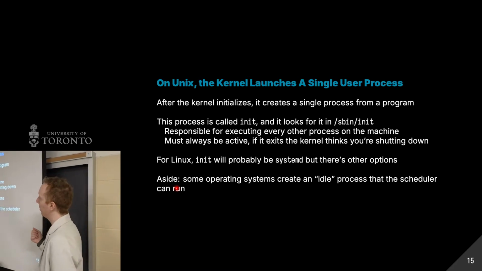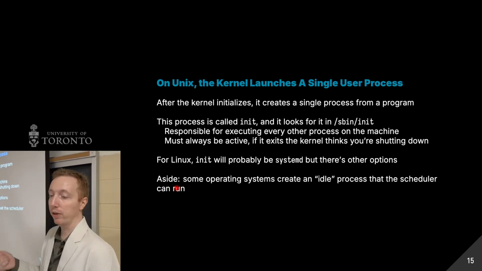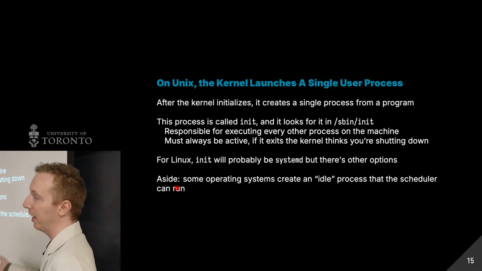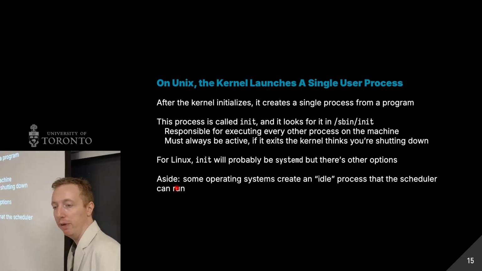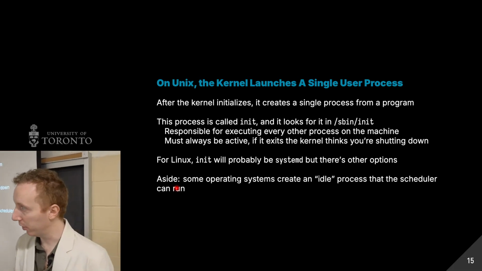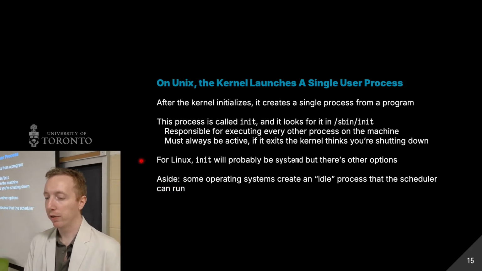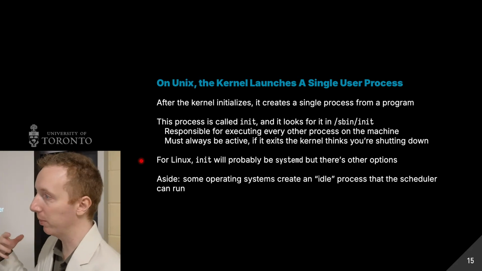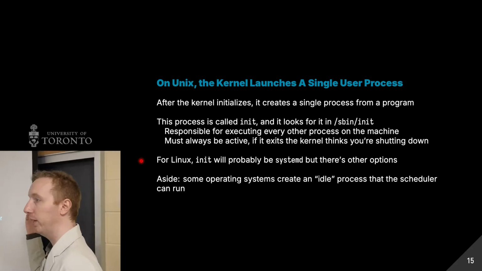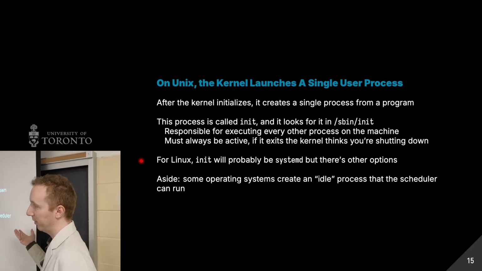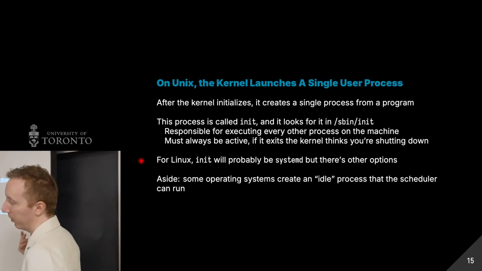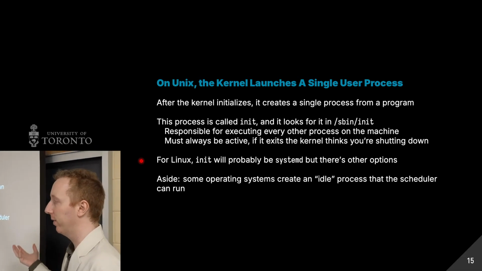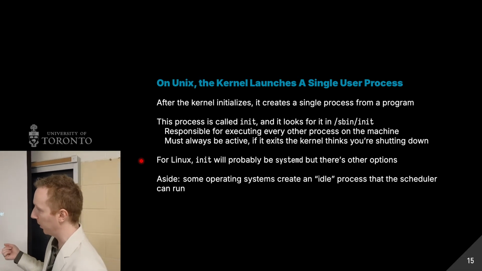Again, it's responsible for creating every single other process on your machine. It must always be active. If it exits, the kernel thinks you're shutting down. If you want to think of it as the grandparent of every single other process, it should outlive everyone. For Linux, init will probably be something called systemd, but there's some other options. When I looked at the name of process ID 1 earlier, its name was systemd. That is the name of an init system. There are more or less religious wars over what init system is the best. There's a whole bunch of different options.